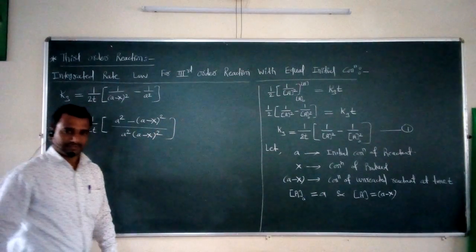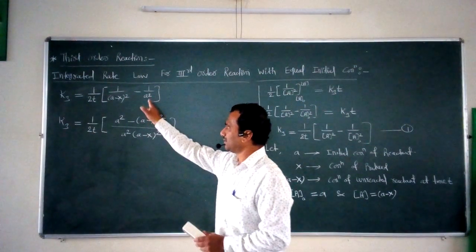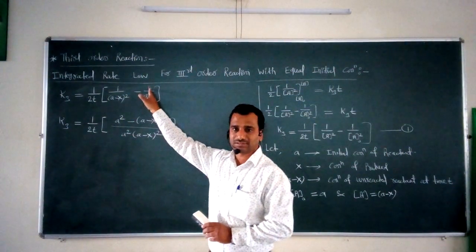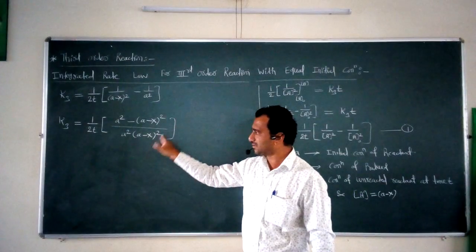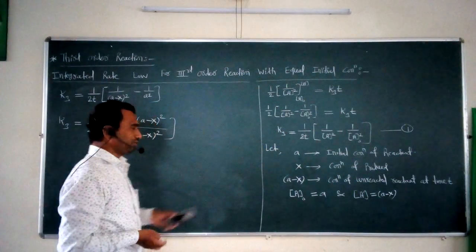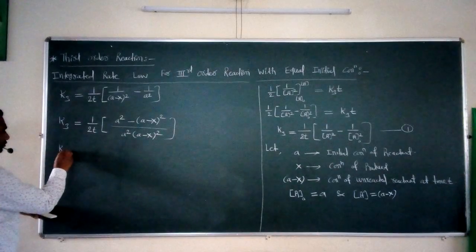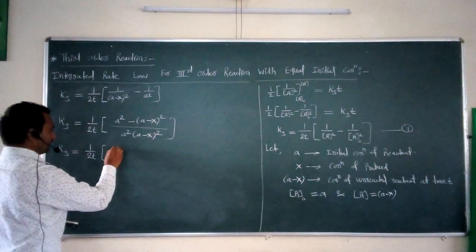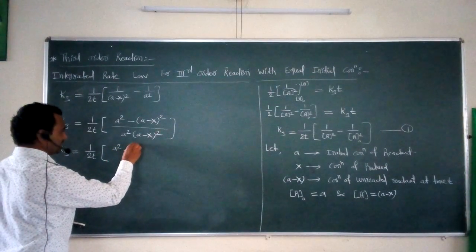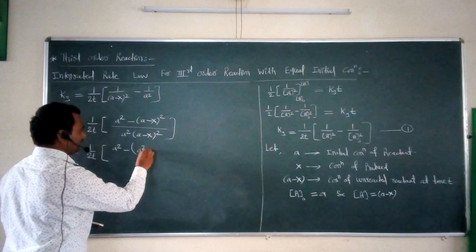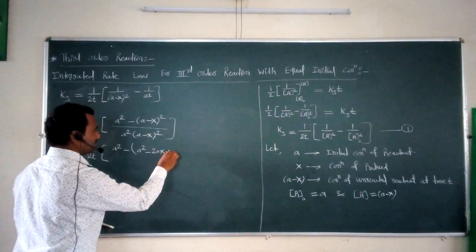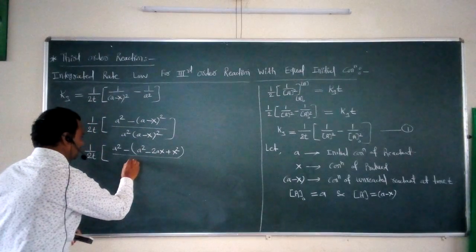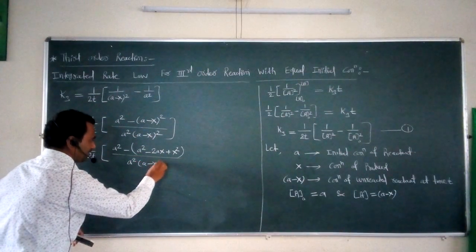This is a simple form of the next step. If I just take cross multiplication, it becomes a square minus (a minus x) square divided by a square into (a minus x) square. Now if we solve the given bracket, what you will get here is k3 is equal to 1 upon 2t in the bracket, it will be a square minus, in a bracket, a square minus 2ax plus x square, total divided by a square into (a minus x) square.